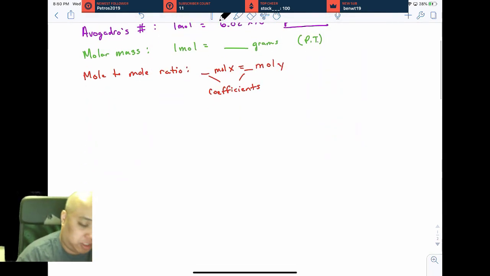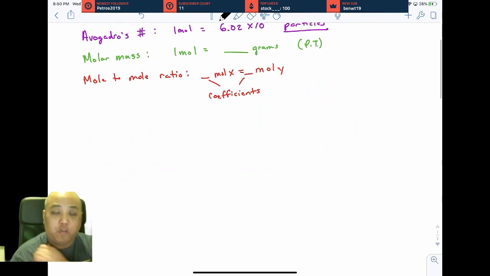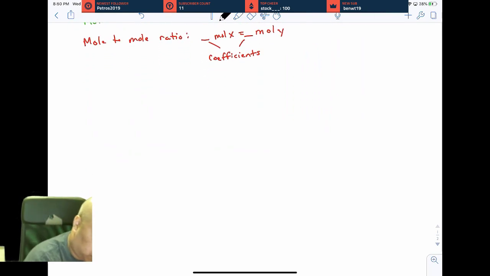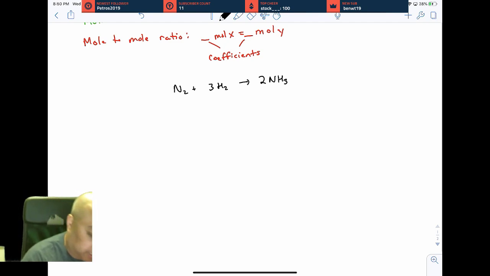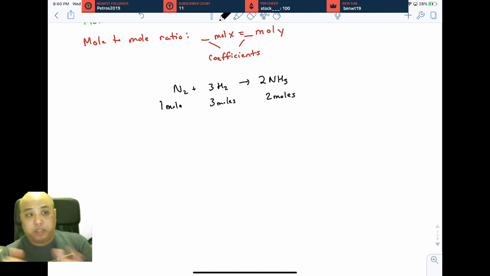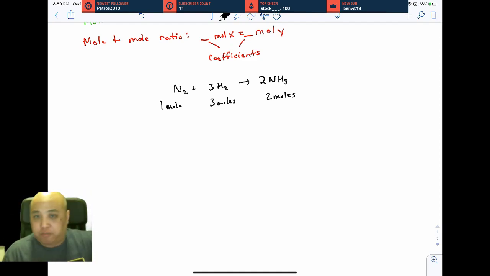And so what we'll do is we'll start with an overall equation. So we will start with, let's say, N2 plus 3H2 yields 2NH3. So in this equation, what they're saying is that 1 mole of N2 reacts with 3 moles of H2 to form 2 moles of NH3. And that's the ratio. And so whenever you're going from one substance to another, you're going to want to pick which of those two values you're going to be converting between.